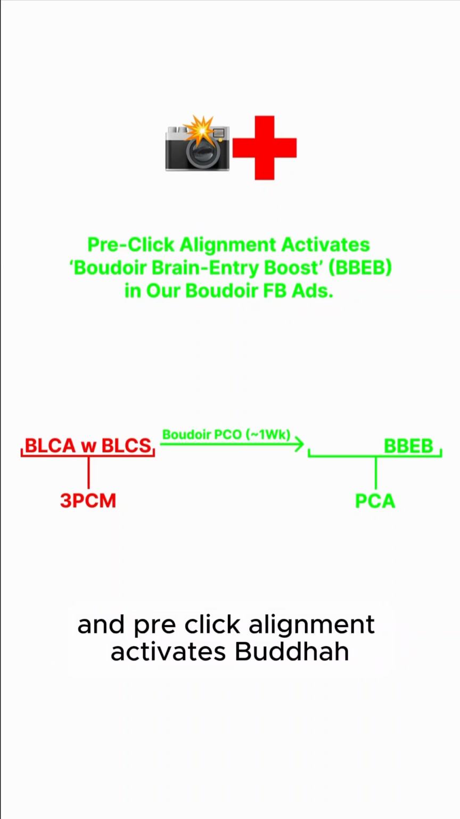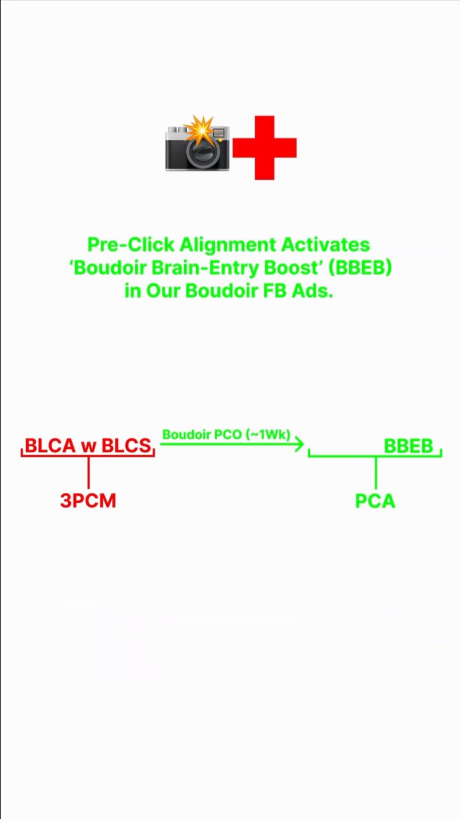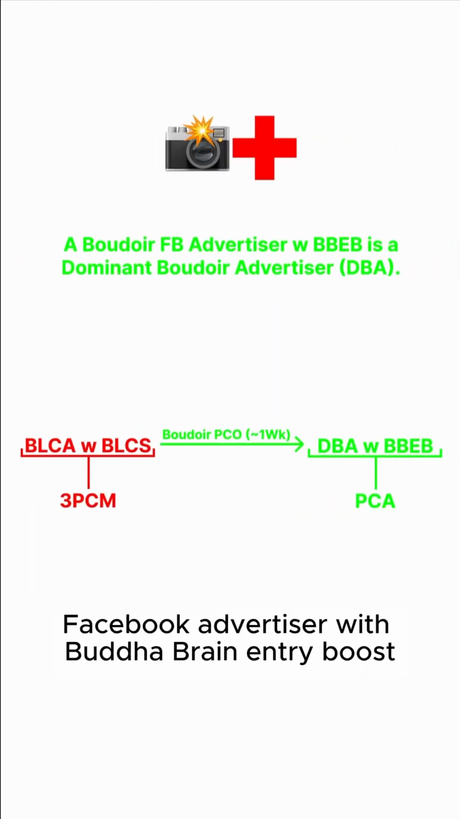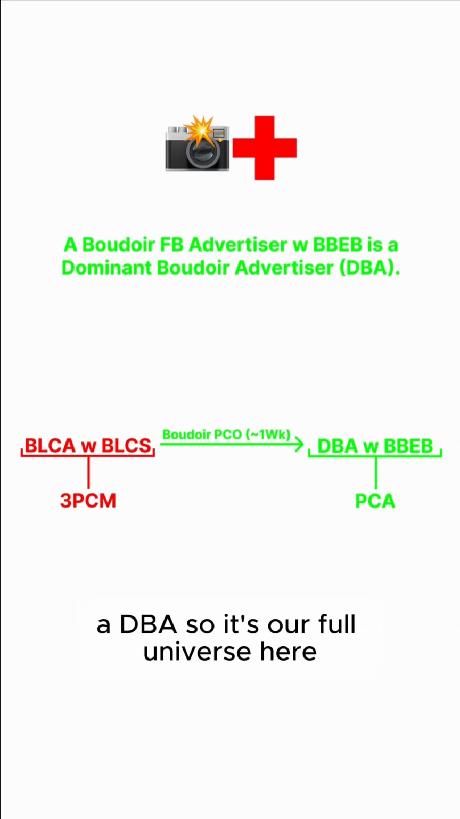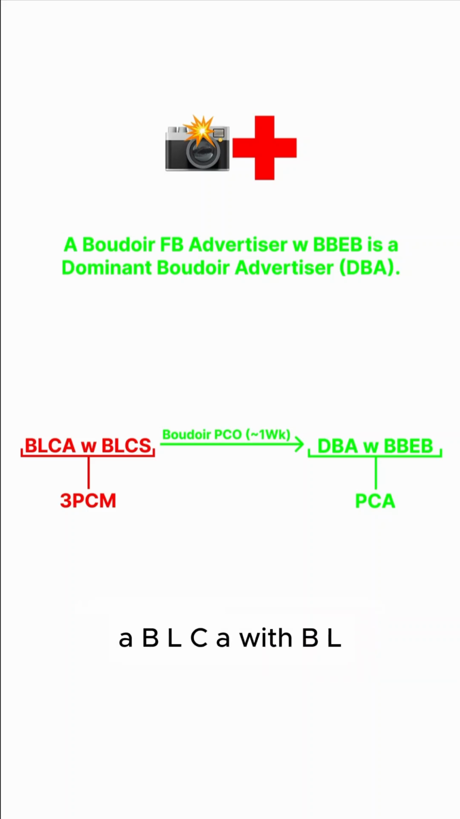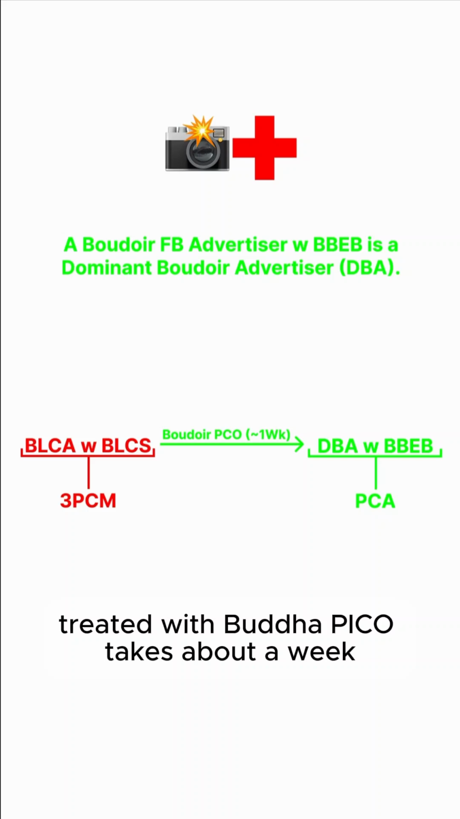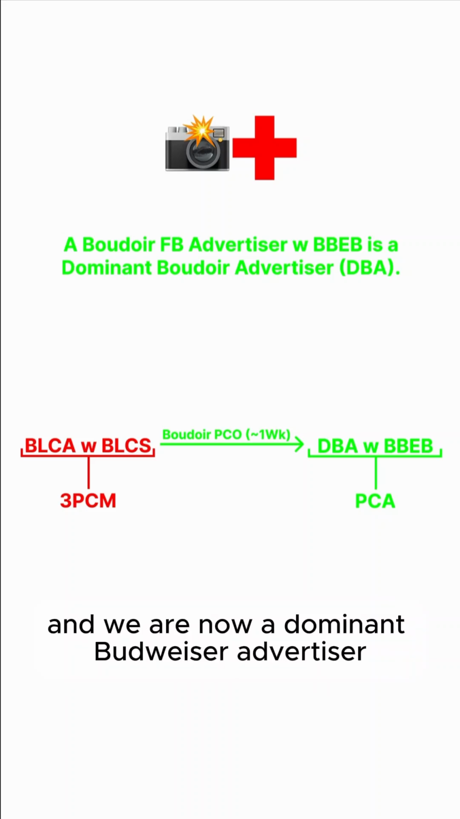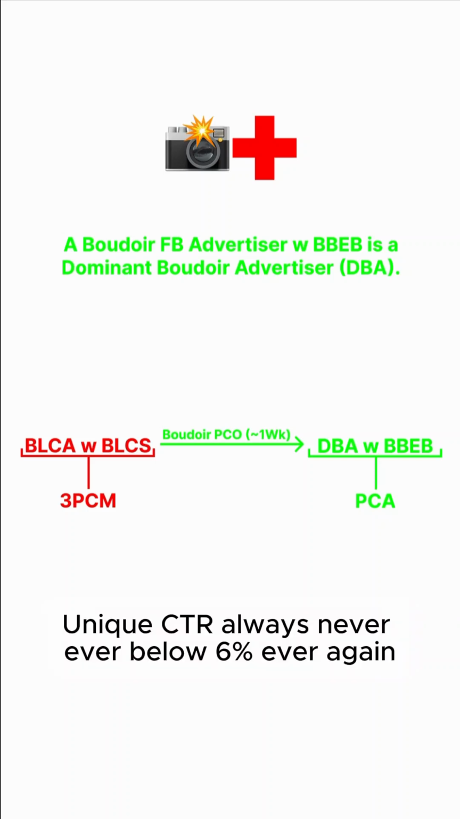And pre-click alignment activates Boudoir brain entry boost in our Boudoir Facebook ads. Basically, we got the unique CTR all above 6%. And a Boudoir Facebook advertiser with Boudoir brain entry boost is a dominant Boudoir advertiser, a DBA. So it's our full universe here. A BLCA with BLCS is caused by the three pre-click mistakes. Treated with Boudoir Pico takes about a week. We invented that. We achieved pre-click alignment, and we are now a dominant Boudoir advertiser with Boudoir brain entry boost. Unique CTR all never ever below 6% ever again.